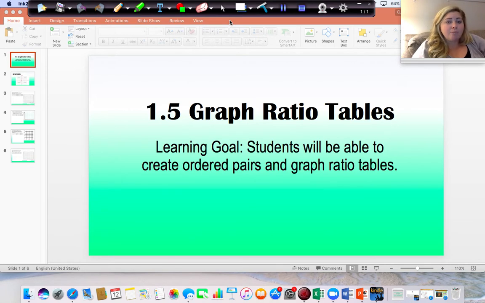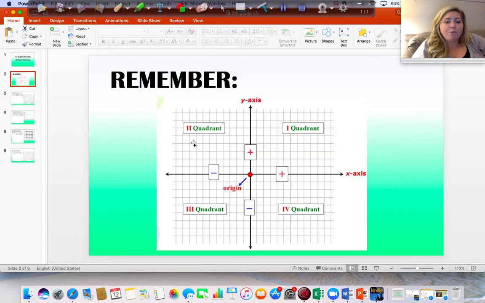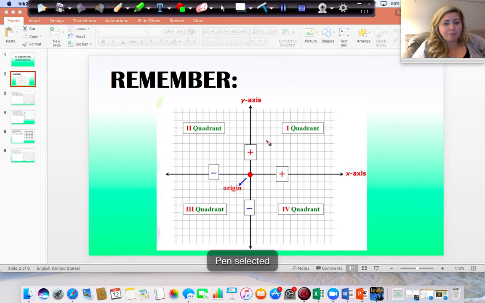So take the time to write everything down and pause this video at any time that you need to do that. Okay, now remember, you can just draw a cross on your paper. And remember the 4 quadrants. They go in the shape of a C. I say C for coordinate plane, right? Quadrant 1 in the top right, quadrant 2 top left, quadrant 3 bottom left, quadrant 4 bottom right. And they're all written with Roman numerals. That's important.